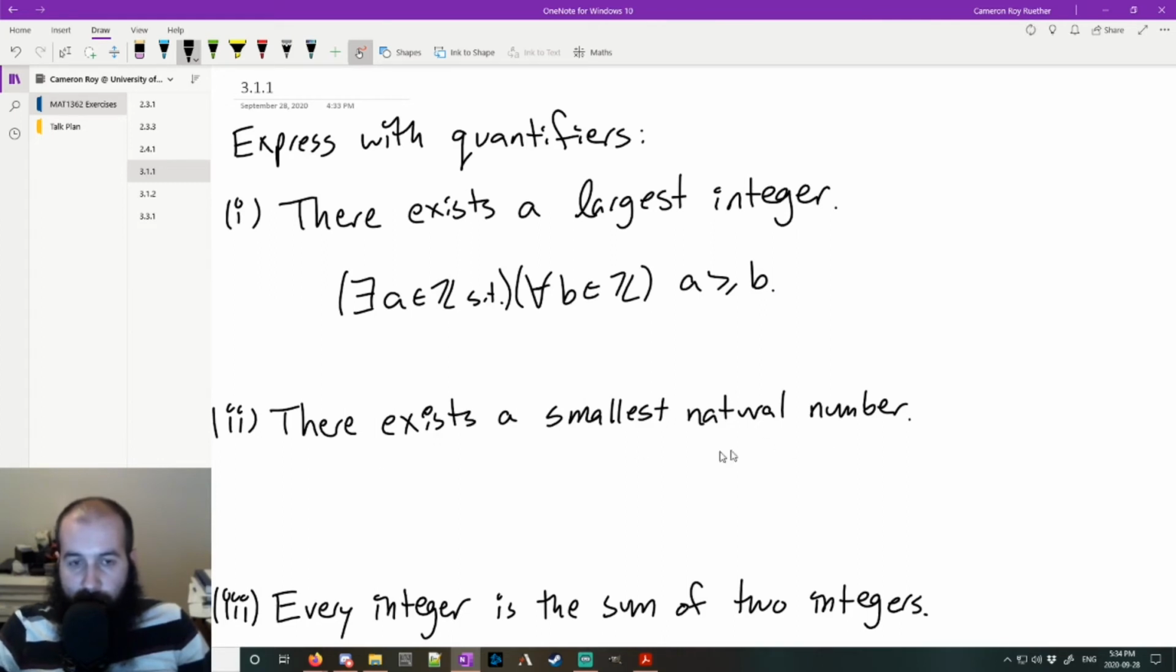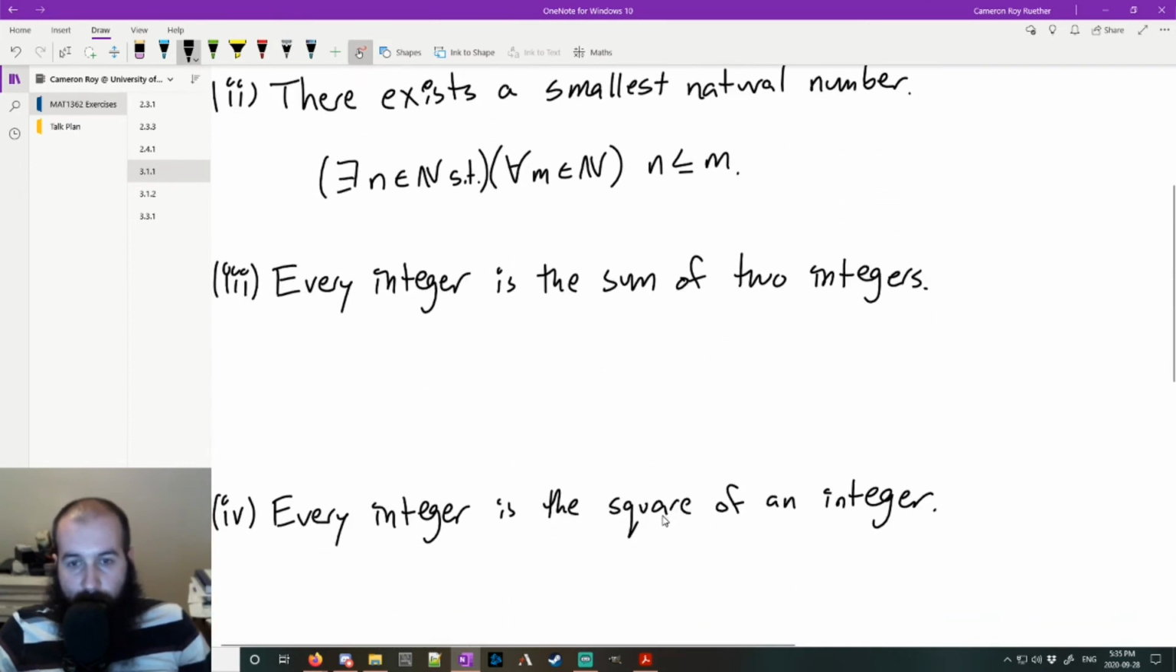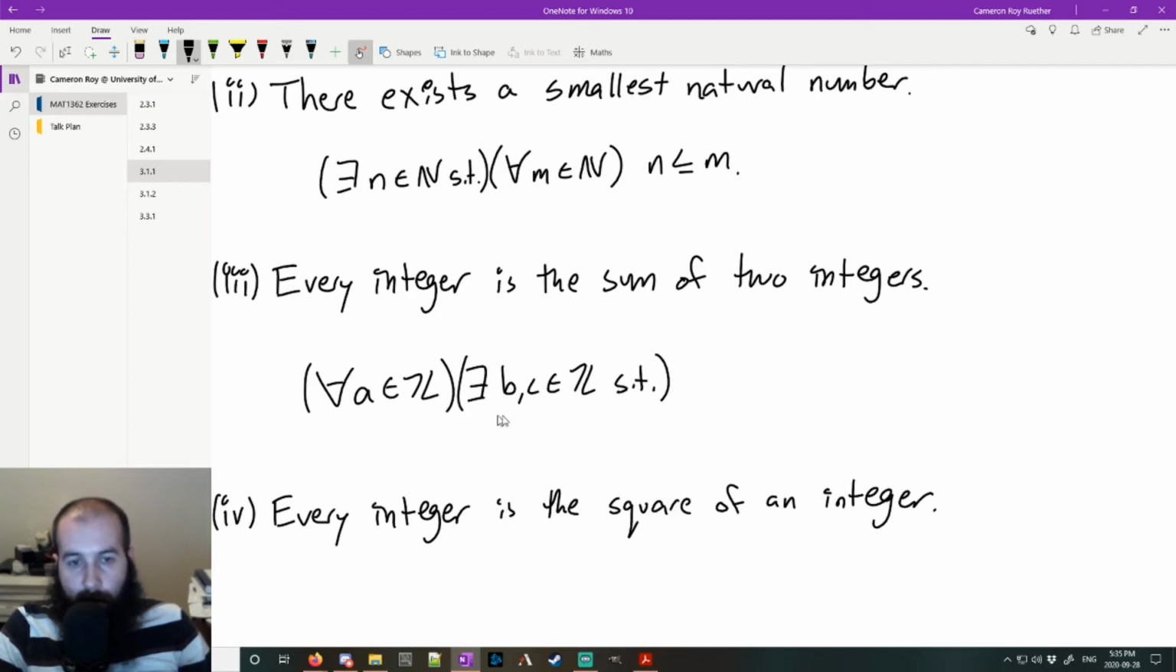Similarly, there exists a smallest natural number is that there exists a natural number n such that smallest is a comparison to all other natural numbers. So for all natural numbers m, n is less than or equal to m. 3 is the statement that every integer is the sum of 2 integers. Every means for all. So every integer is for all integers a. Now is the sum of 2 other integers means that there exists 2 other integers which add to a. So there exists integers b and c such that a is b plus c.